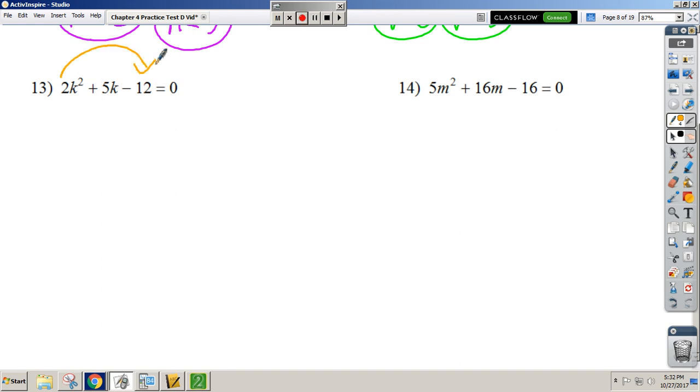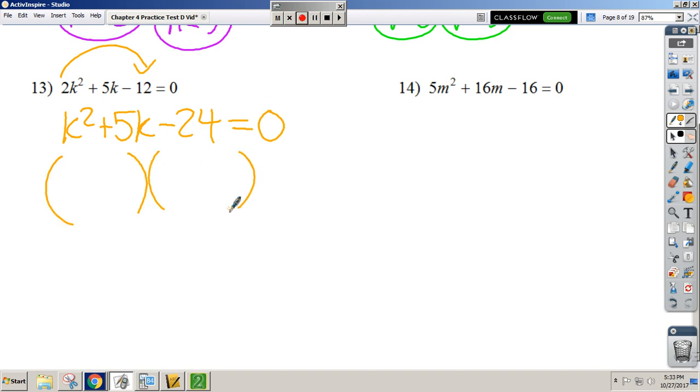So let's swing the 2 over. We get k squared plus 5k. Swinging means multiplying, so we're doing 2 times 12, which is that. Now we want numbers that multiply to negative 24, add to positive 5. First of all, if they multiply to a negative, that means one is positive, one is negative. It turns out to be positive 8 and negative 3.